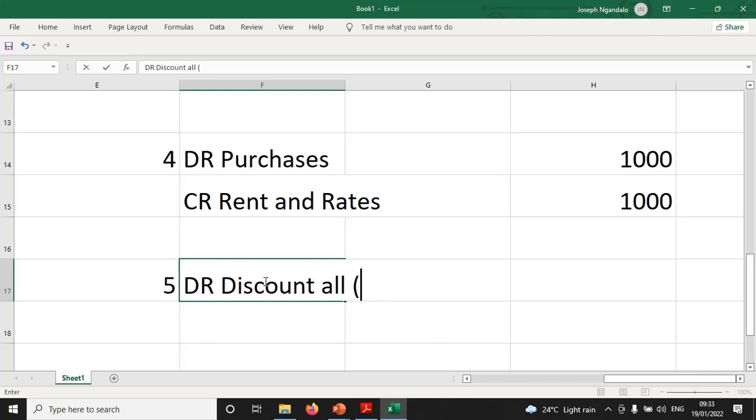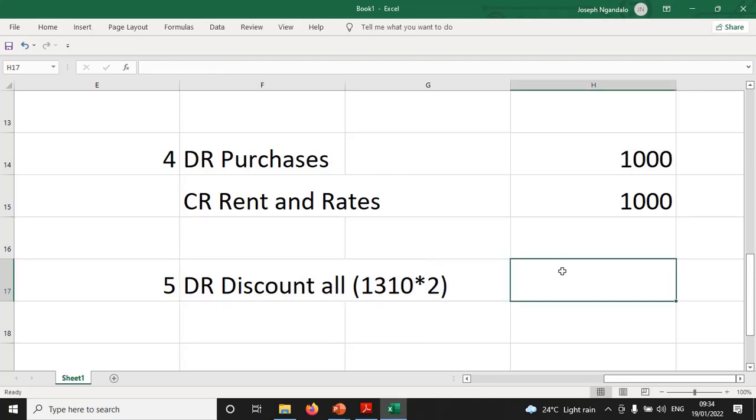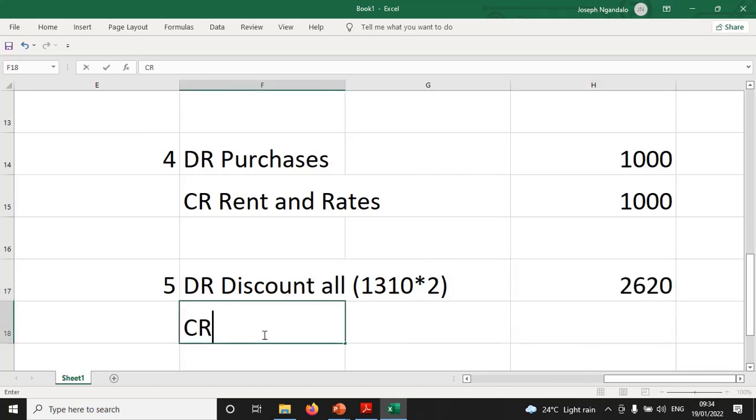You say, how much was the amount there? 1310. 1310 by 2. How much are you getting? 2620. Thank you. And then we credit our very own. If you can't remember an account, then it means we are dealing with what? Suspense. Our very own.